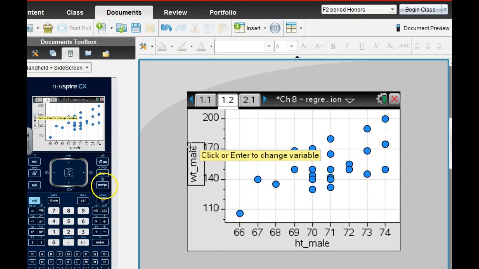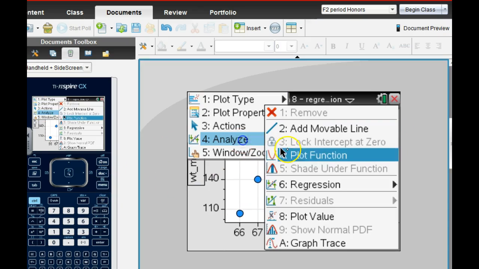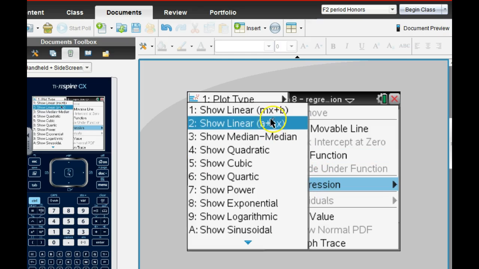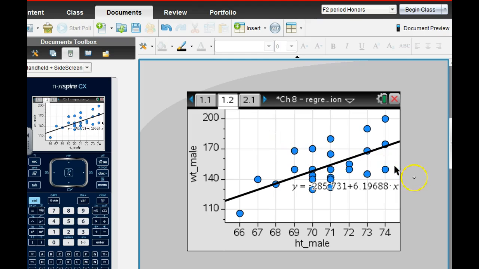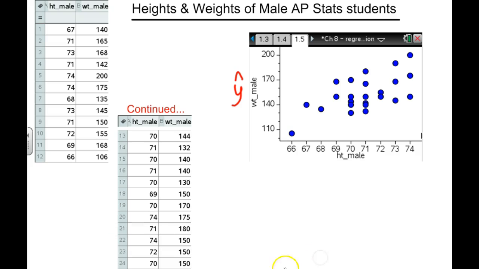To do a regression, all you do is you hit Menu, Analyze, Regression. You can choose either one of these two. Statisticians usually choose the A plus BX. It'll automatically draw that line and give you the equation right there, which is very, very nice.